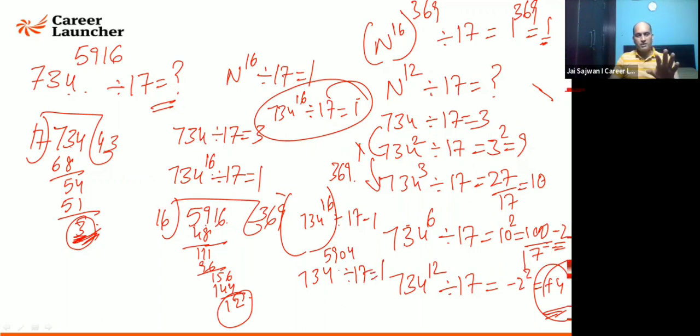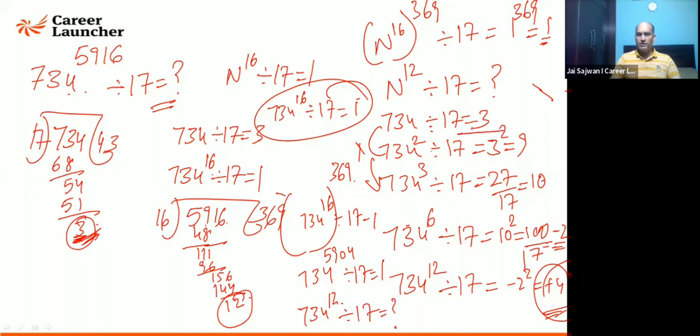Because the number is divisible by 16, that is the reason. So I want 734 to the power of 12 more. I want to find out what is the remainder of it. Of course, 734 divided by 17, remainder is 3. I square it, remainder will also be squared. I cube it by multiplying these two values. 9 threes are 27, divided by 17, remainder is 10.